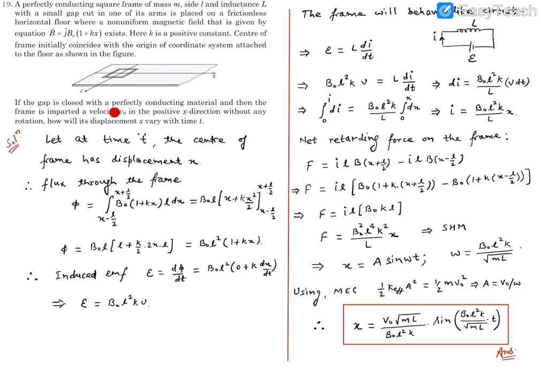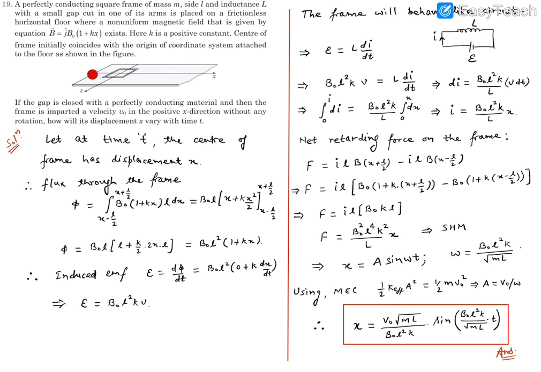If the gap is closed, that means the circuit is now completed, and with a perfectly conductive material, so there's no resistance coming in. The frame is imparted a velocity v0 along the positive x direction without any rotation. How will its displacement x vary over time?